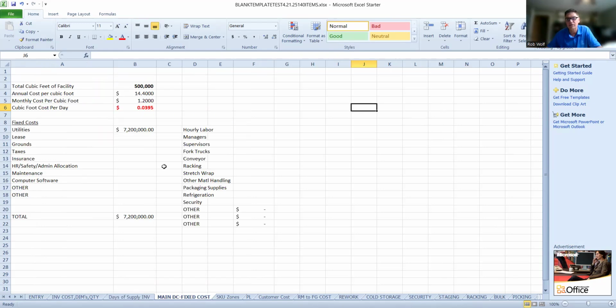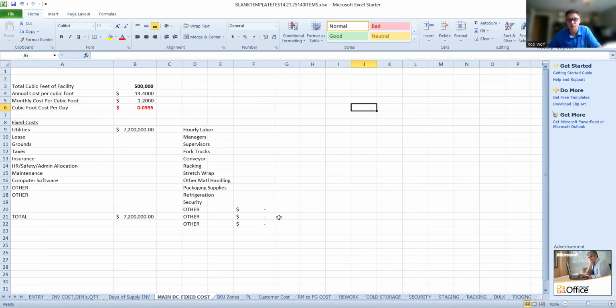Okay, so the main distribution center, most people default to this. They don't have separate areas, but I'll get into that. We want to capture what it's costing your company per day per cubic foot. In this exercise, it's $7.2 million. That's the operating budget, and there's 500,000 square feet of cubic footprint where they're storing the inventory. It comes out to 3.95 cents, 4 cents a day per cubic foot. Okay. Then we're going to look at the zones like that.